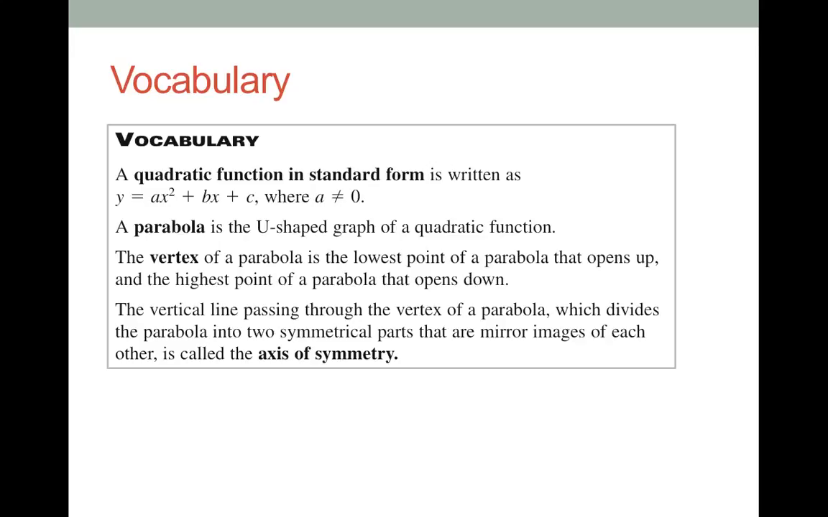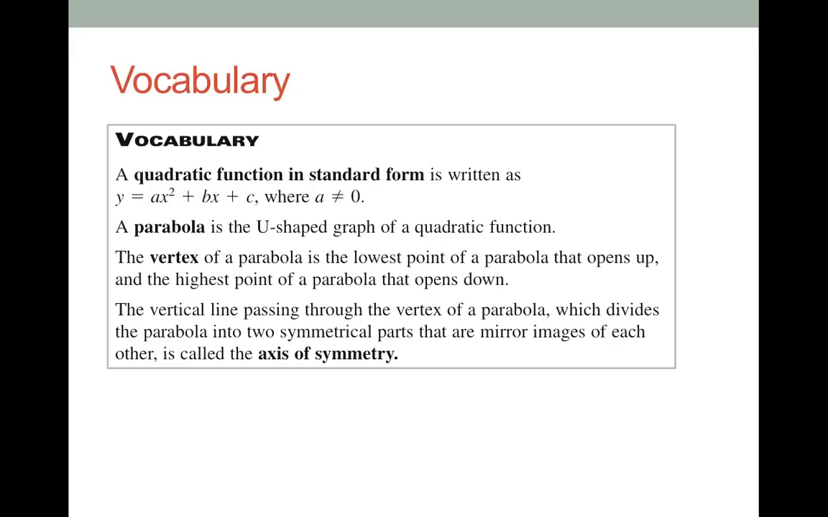We also want to notice that every time we graph a quadratic function, we will always get a U-shaped graph called a parabola. So that's something nice about quadratics, is you always kind of know what to expect. And there's a key point on the parabola called the vertex. If it's a parabola that opens up, then the vertex is the lowest point on the parabola. If we have a parabola that opens down, then the vertex will be the highest point on the parabola.